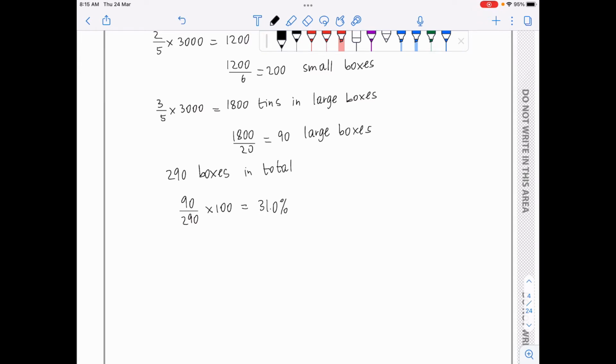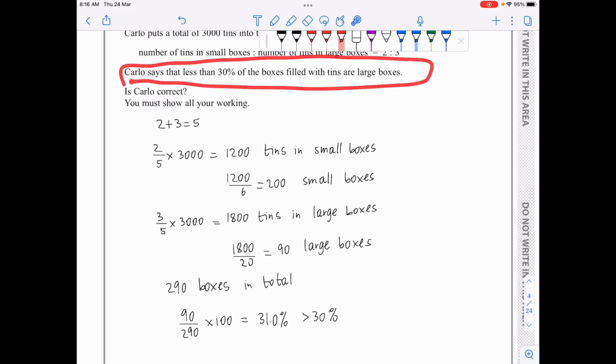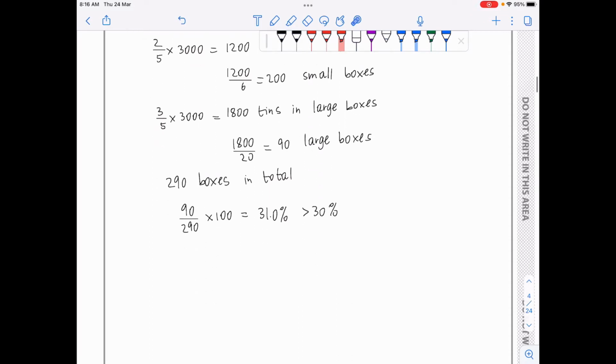31.0%, which is greater than 30%, whereas Carlo claimed that it's less than 30% of the boxes filled with tins are large boxes. So 31% is greater than 30%, and therefore Carlo is wrong. It's crucial to write explicitly that he is wrong, but also to supply the working to justify our answer.